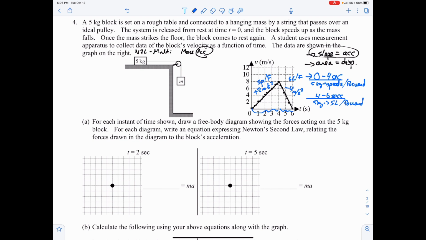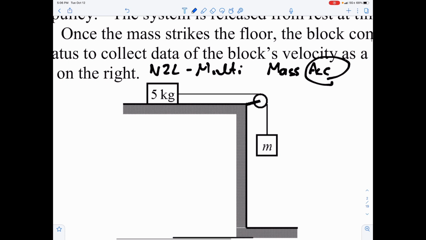Okay, now let's see how we can use this. Part A. For each time instant as shown, draw a free body diagram showing the forces on the 5 kilogram block. Okay, so the 5 kilogram block is going to have two vertical forces, weight and normal force. And you can sketch it up here. We're going to have weight going down, weight equals mg going down. You're going to have normal force going up. You're going to have tension going to the right, and you're going to have friction going to the left.